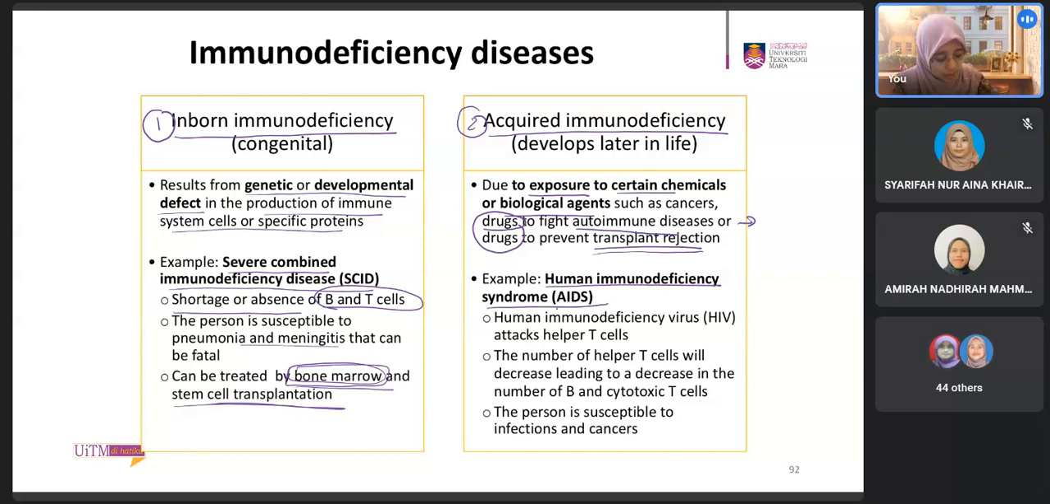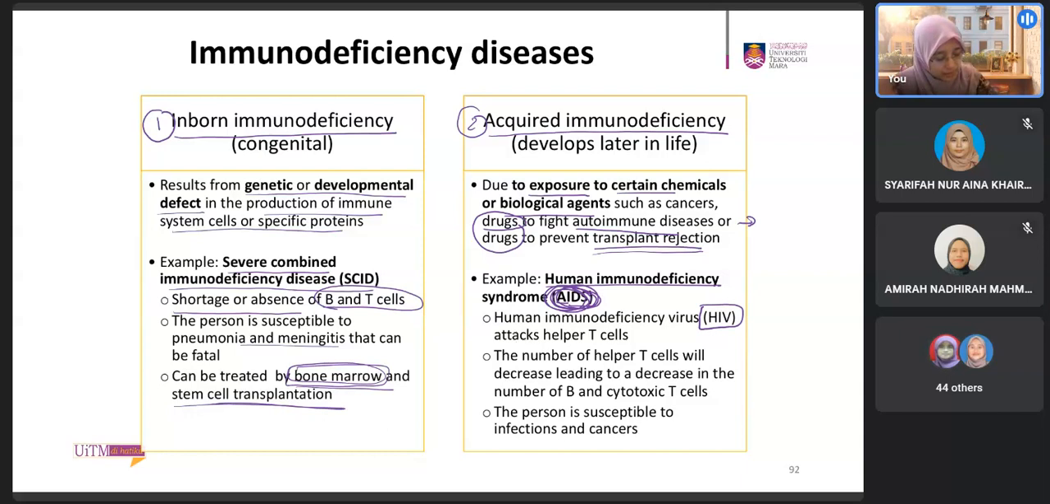Okay. So an example of acquired immunodeficiency is AIDS. AIDS stands for acquired immunodeficiency syndrome, that is caused by this virus. Remember, the virus is HIV, the disease is AIDS.